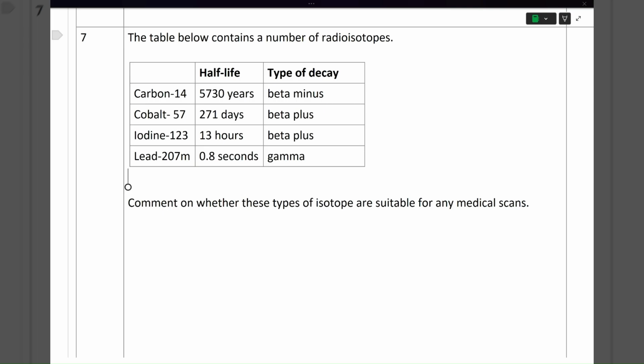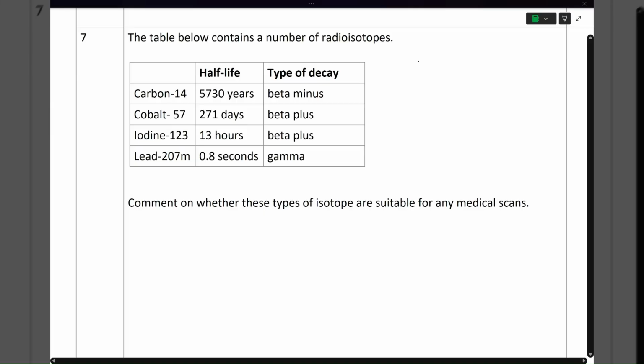Question 7. The table below contains a number of radioisotopes. Comment on whether these types of isotope are suitable for any medical scans. So we might just want to list what ones we want to think about.